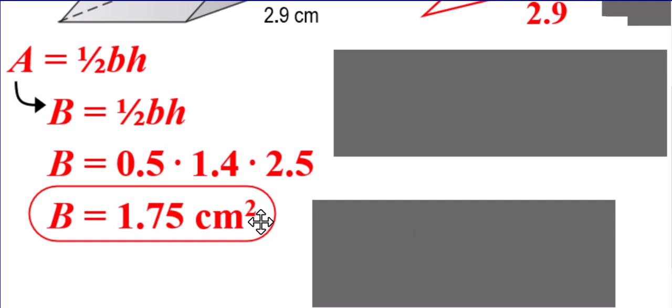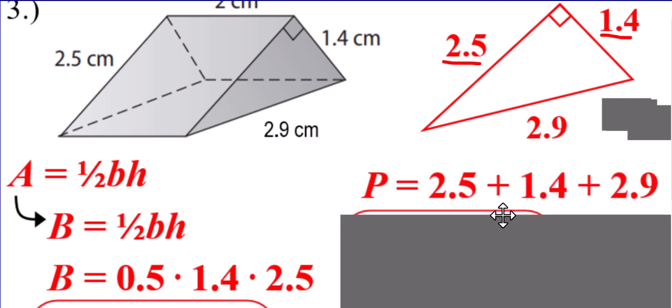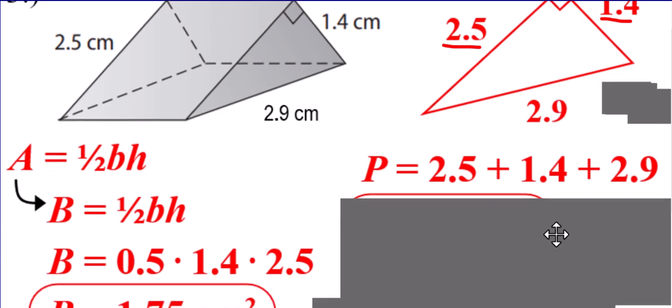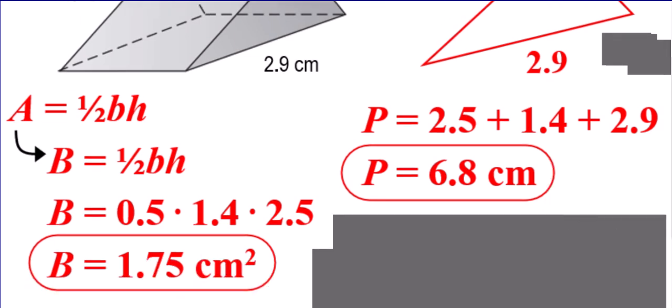Did you put the little 2 on the centimeters? Please check. Area should get squared. Not perimeter, but area should. All right, speaking of perimeter, you're going to add the 3 sides of the triangle. So in any order, 2.5, 1.4, and 2.9, not the 2 centimeters. This 2 centimeters was on the rectangles, was not on the triangle. So only add those 3 measurements together to get the perimeter of the triangle. No squared on the centimeters for perimeter.